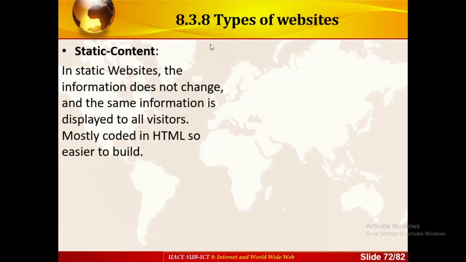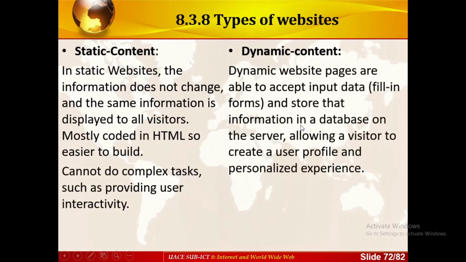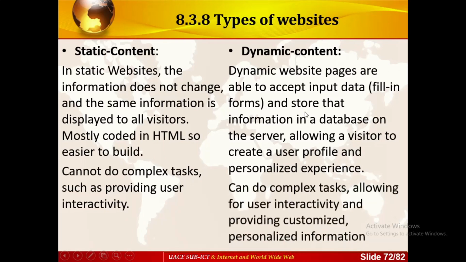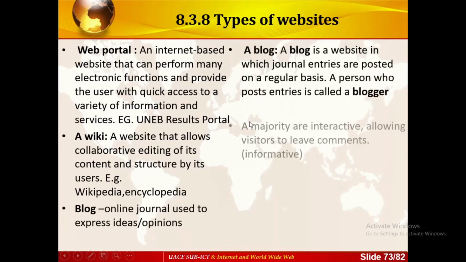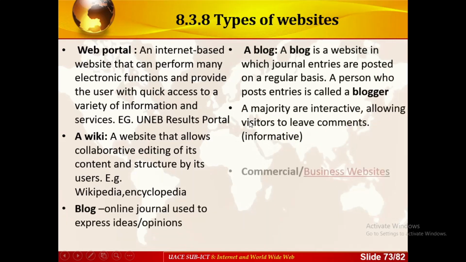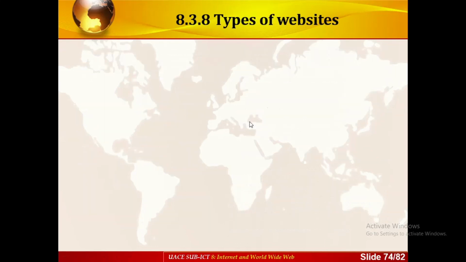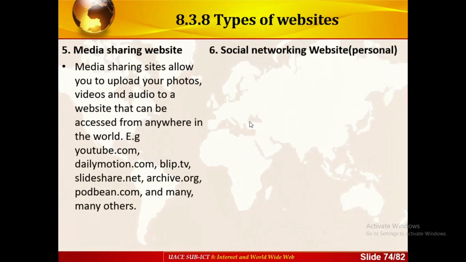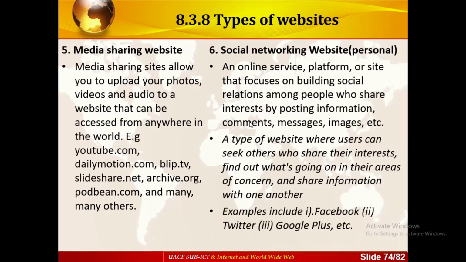In types, we have static websites, whereby most of the code in HTML does not change. Then we have what we call dynamic content. This one can fill forms and can be edited. Then we have other types: web portal, a wiki, blog. We have commercial business websites. These are all types of websites. Media sharing, social networking websites. So all these are websites.